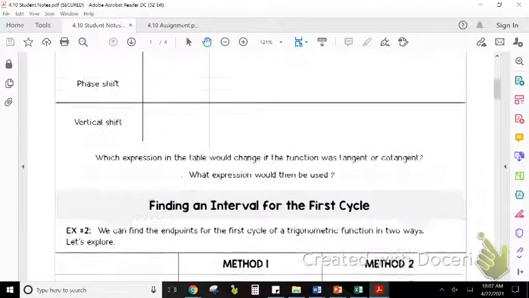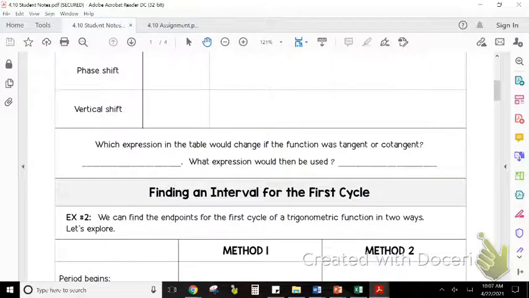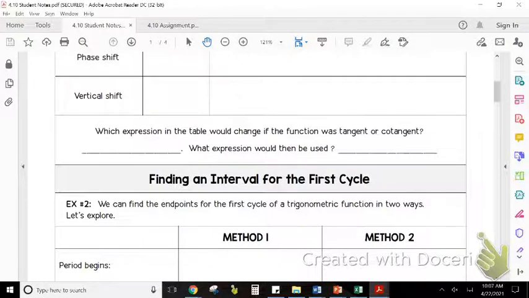All right, so then it says, which expression in the table would change if the function was tangent or cotangent? Well, remember, that would be the period. Now, of course, we don't call it amplitude when we're talking about cotangent and tangent or the other reciprocal functions, but we still have an A value. We still have that vertical stretch, but our period would change. Remember, if it's tangent or cotangent, our period is pi over b.